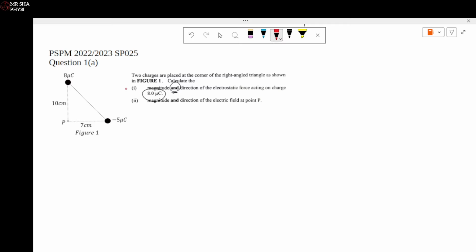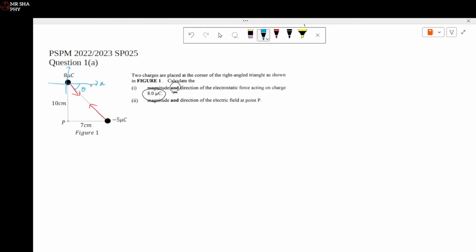Now, if we look at the diagram, the good thing is that there are only two interacting charges, and one of them is positive, the other one is negative. So what that means is that the forces between them will be attractive. Now I want to choose my x and y axis. Let's just choose like that.